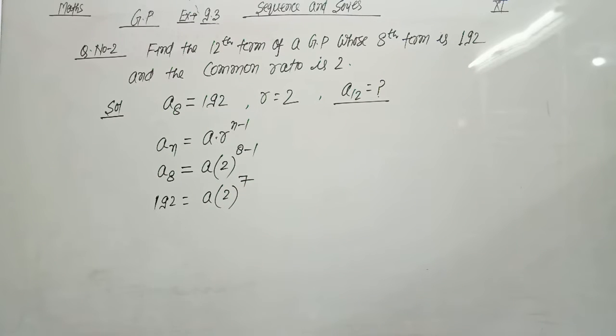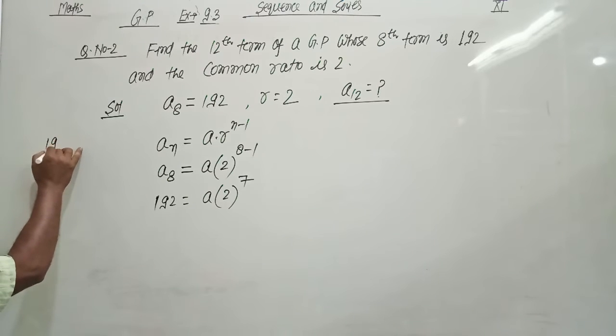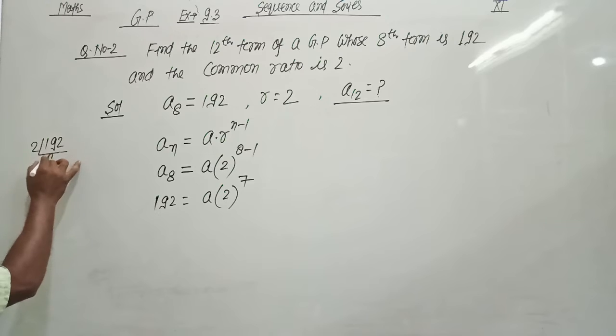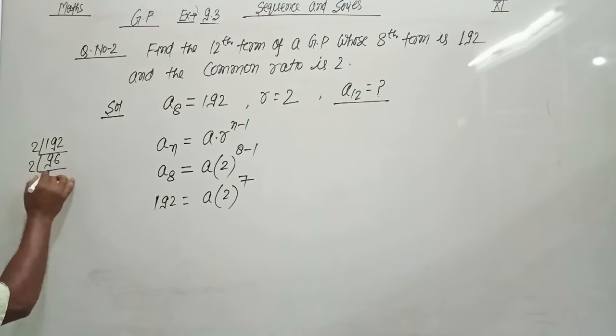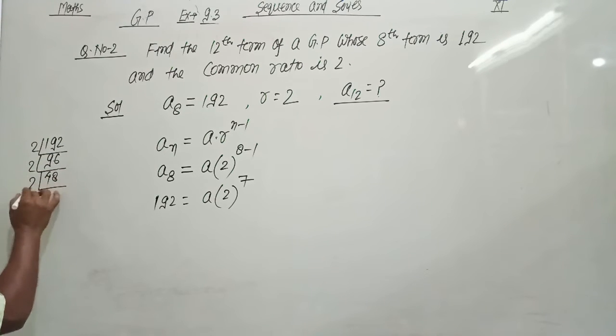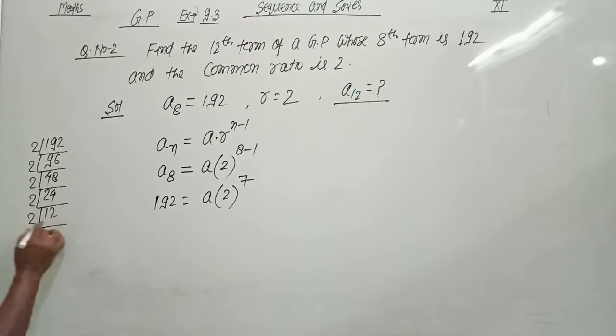Now make the factors of 192. It goes by 96, then 48, 24, 12, 6 and 3.